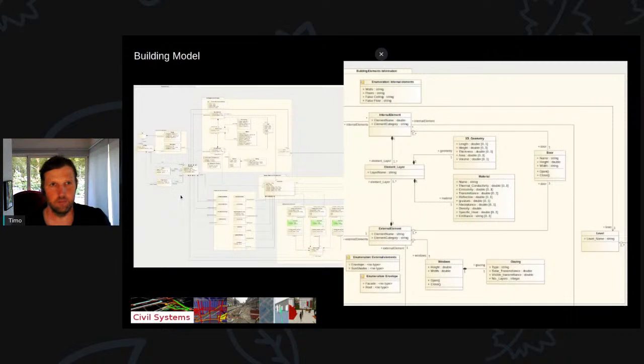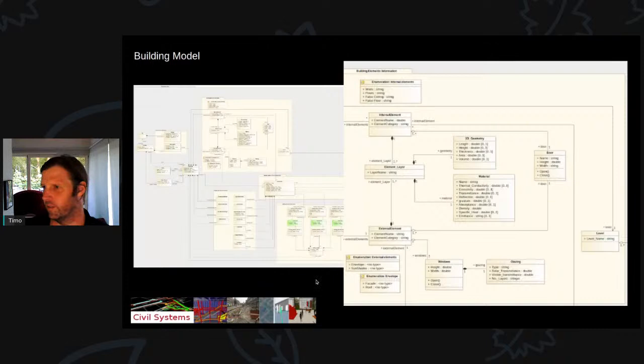So the question is, we are back at the BIM, right? What building model do you need? And this is just an example. I didn't provide a reference, but this is an information model we created for all the stuff you need to do building performance simulation, right? We also have Revit guidelines that you can put them in and so forth, right?